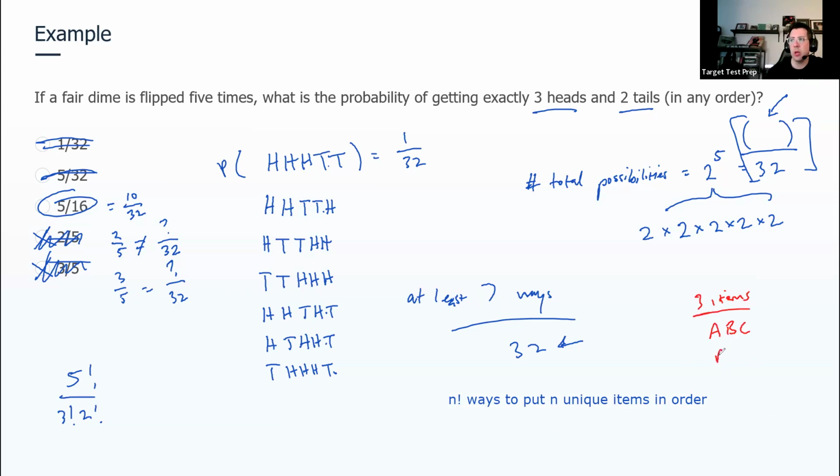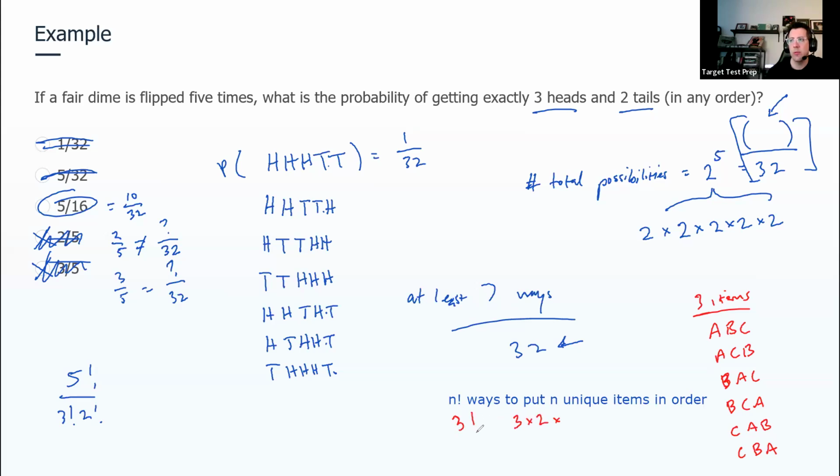Well, I could do A, B, C. I could do A, C, B. I could do B, A, C. I could do B, C, A. I could do C, A, B. Or I could do C, B, A. Right? Okay. So that's 6. That's 3 times 2 times 1.